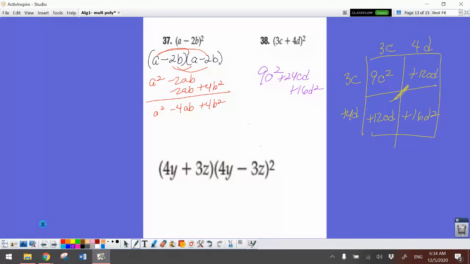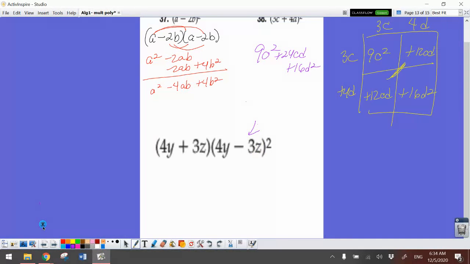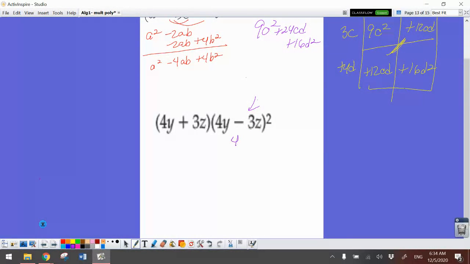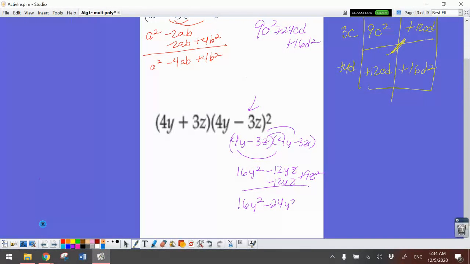All right, so this last one, I see that I have a power of 2 here and then a single here. So I'm going to go ahead and do this part first to get an answer there. And then I'm going to multiply by the first one. So 16y squared minus 12yz minus 12yz plus 9z squared gives me 16y squared minus 24yz plus 9z squared. So there's my first piece, and this guy drops.